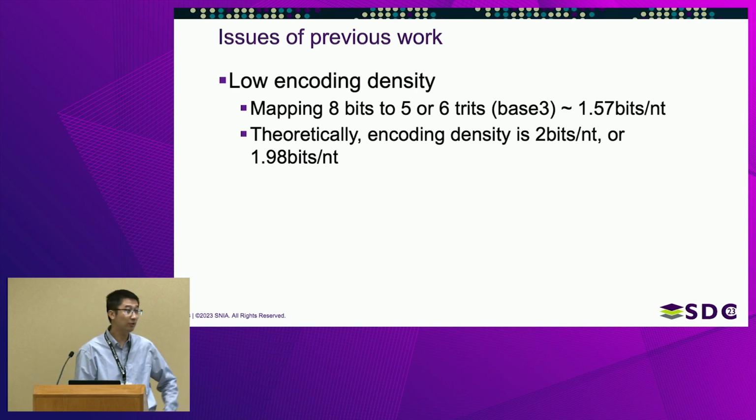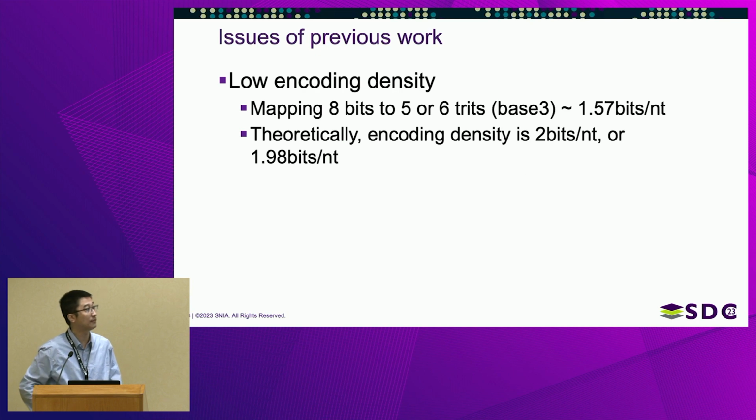But theoretically, the encoding density is 2 bits per nucleotide, right? Or there's one paper that mentioned 1.98 bits per nucleotide based on some theoretical analysis that tries to avoid some biochemical constraints, but it has some limitations as well. So if you look at these two numbers, 1.57 bits and 2 bits per nucleotide, there's a really large gap between these two encoding densities. So we try to mitigate these issues in this work.